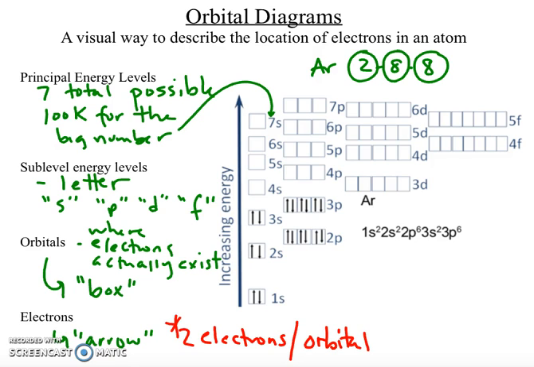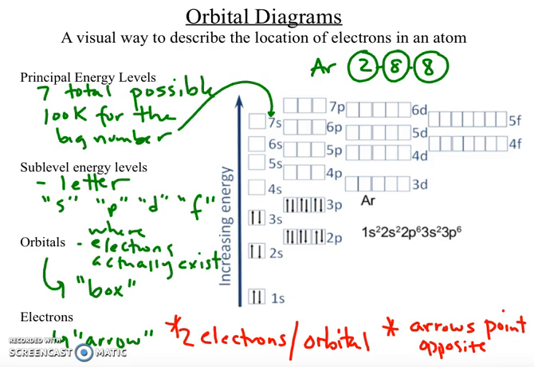So that's one thing you might notice. The other thing you might notice is that the arrows have to be pointing opposite directions in a box. So arrows point opposite in any given box. One has to be up and one has to be down, and you'll get greater explanation of that as we move through this unit.